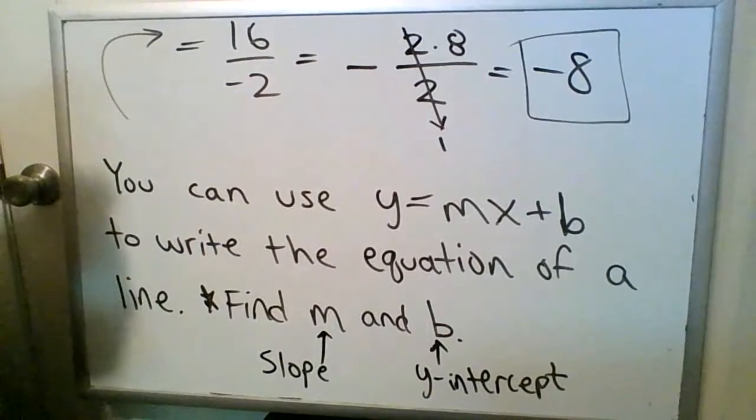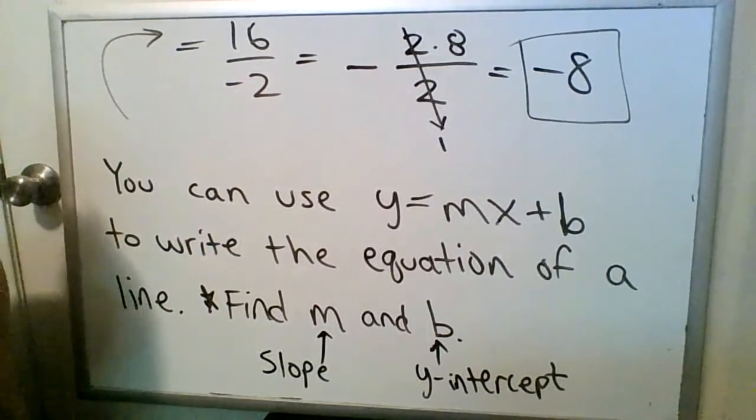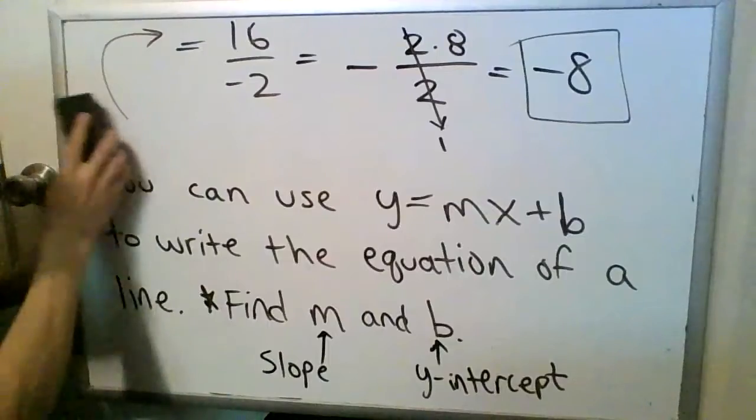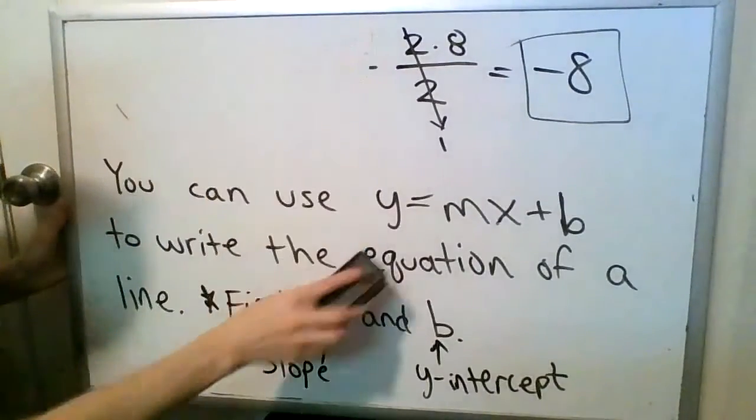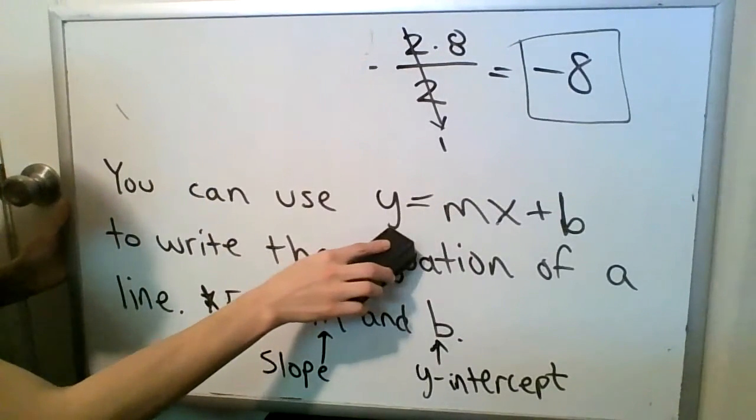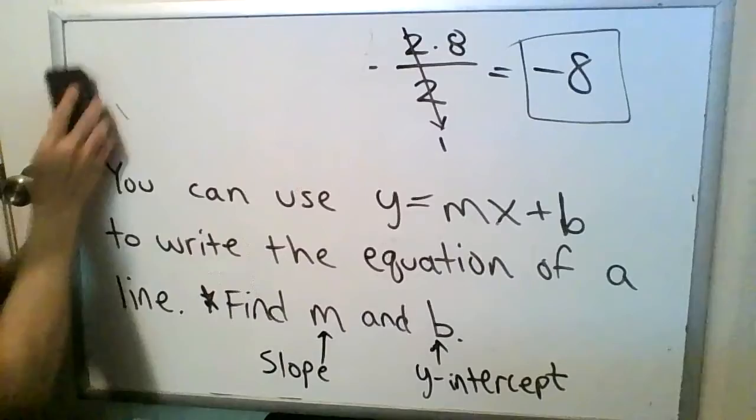Okay, I want to show you the point slope form for the equation of a line. We'll do an example using that one, but then we're going to come back to mostly y equals mx plus b.